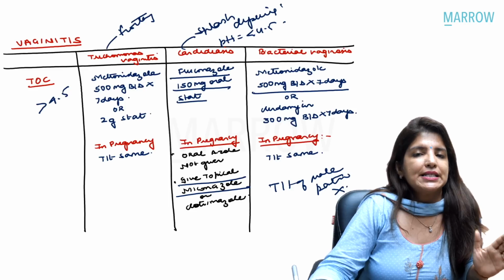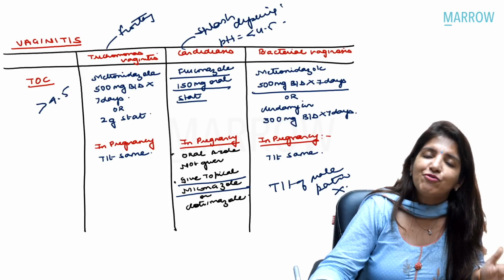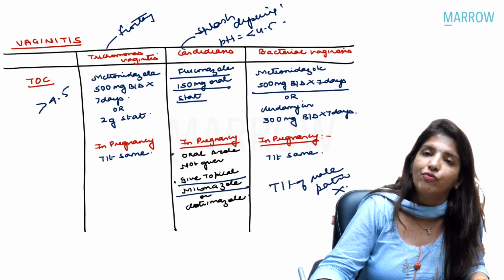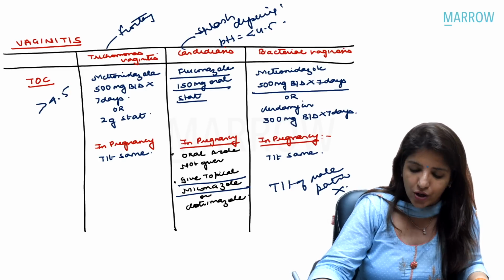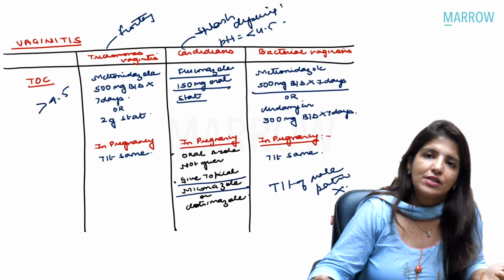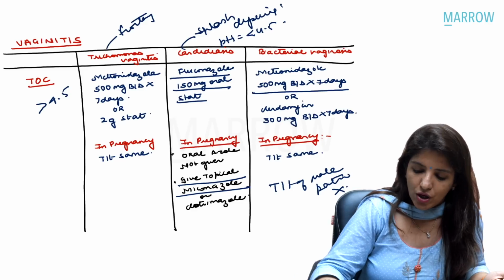Trichomonas is a sexually transmitted disease, so you have to treat the male partner, and the treatment which you have to give again is metronidazole, 500 mg BD for 7 days, or you can give 2 grams stat. The same treatment has to be given during pregnancy also. Clear to all of you?